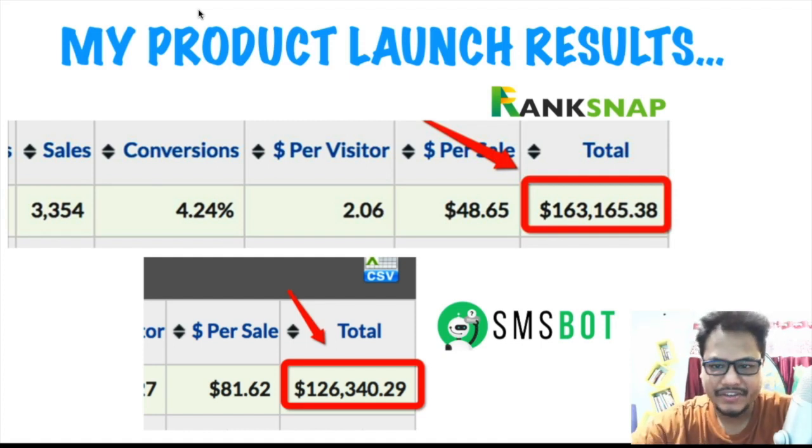And here are some of the results of my recent launches. A few months back, I launched RankSnap, which did over $163,000 in the launch week, which is around 7 days, and SMS bot, which did $126,000 in a week's time, and it was launched in, I think, October. And so today we are going to reveal all my secrets here.